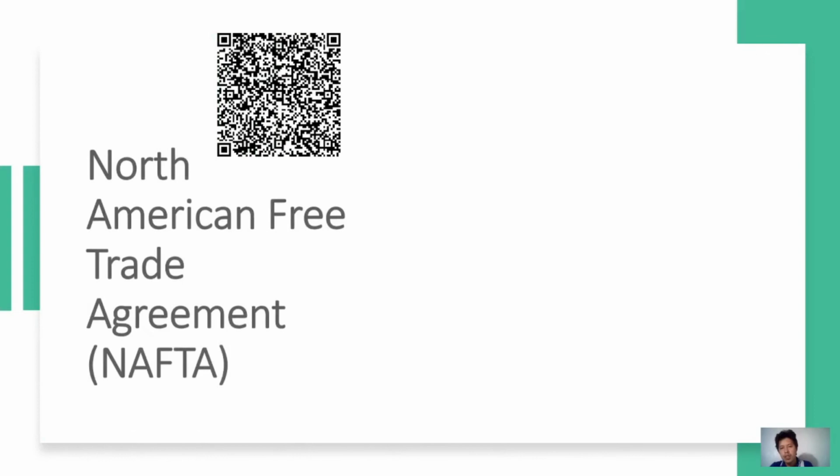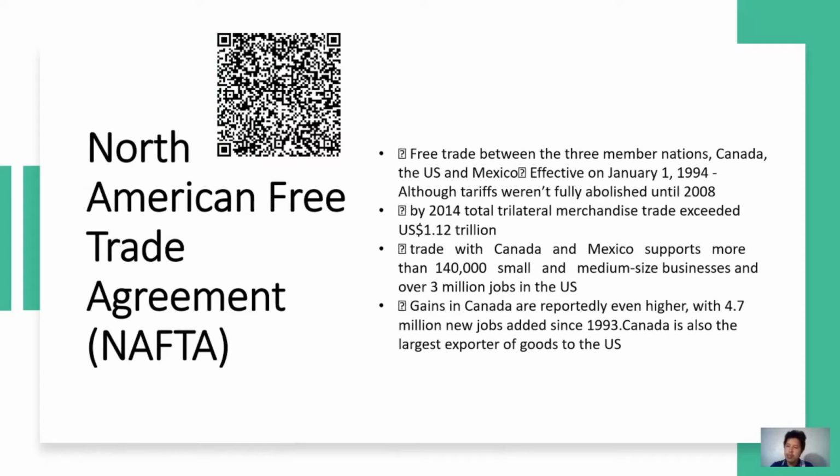Now, NAFTA is a free trade agreement between three member nations, Canada, US, and Mexico. It was effective on January 1, 1994, although tariffs were not fully abolished until 2008. Although by this particular time, if I'm not mistaken, NAFTA has already been abolished and there is a brand new agreement on this particular region in the world.